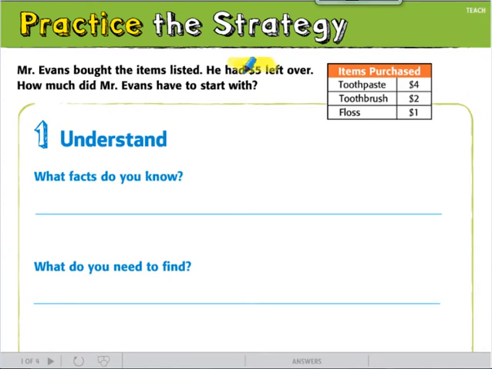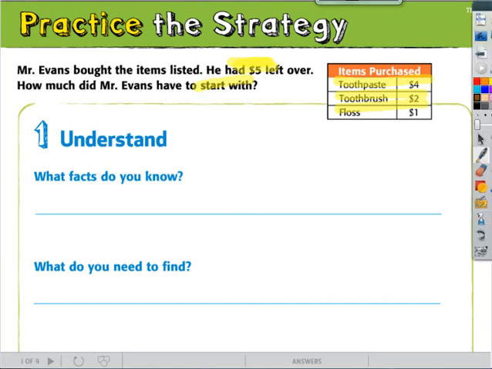What on this page is going to show us what he spent? The items purchased. So he bought a toothpaste, a toothbrush, and floss, right? And what do we want to know? How much he started with. So how much did he give the cashier for her to give him back $5? Okay? $7.